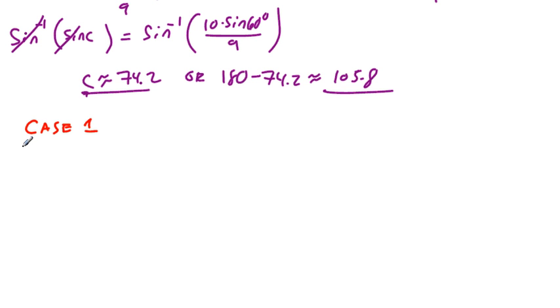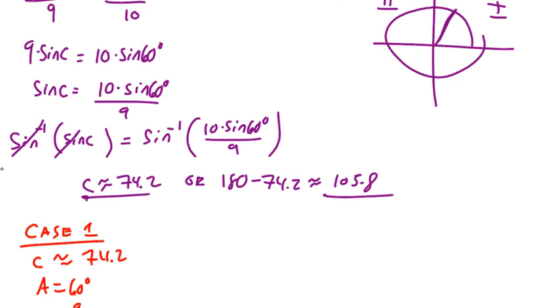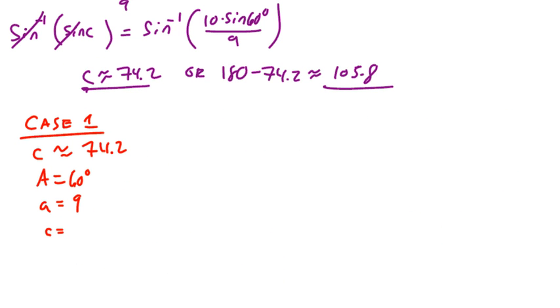Case 1, okay? Case 1 is when C was approximately 74.2. As of right now, we also know that A is 60 degrees, lowercase a is 9, and what else do we know? I think we also know that lowercase c is 10.